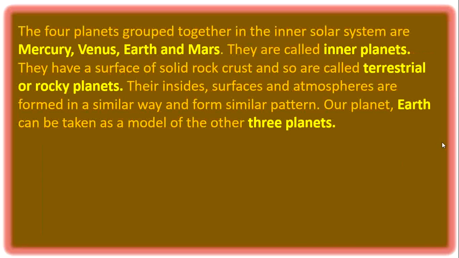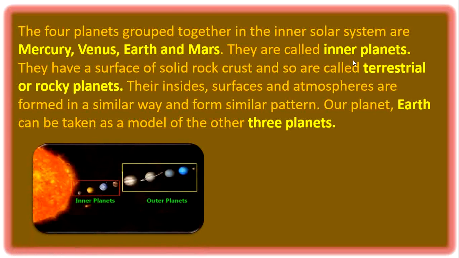So the 4 planets which are grouped in the inner solar system are Mercury, Venus, Earth and Mars. These planets have a very solid rock crust, so they are called terrestrial or rocky planets.